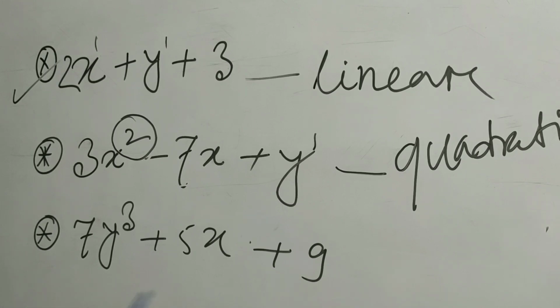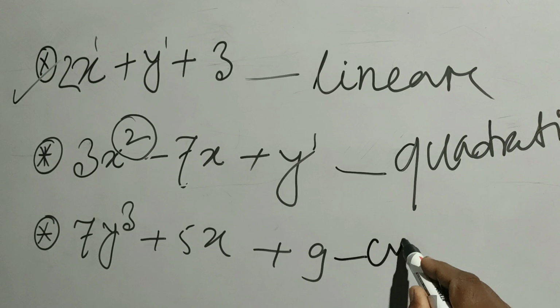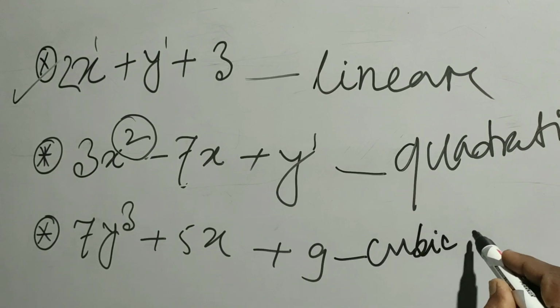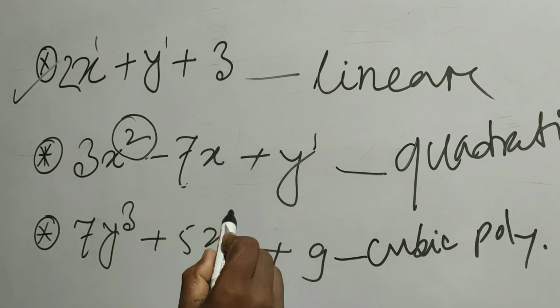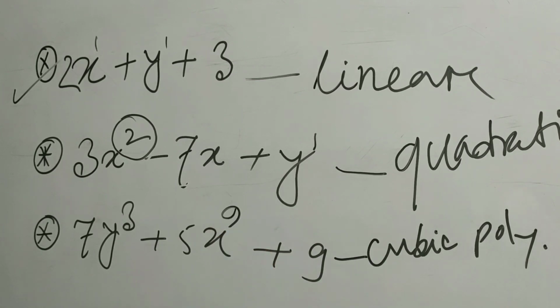In this polynomial, what is the power of the variable? It is 3. So it is a cubic polynomial. Suppose I write the power of the variable here as 9, then it will not be a cubic polynomial. It will be a polynomial of power or degree 9.